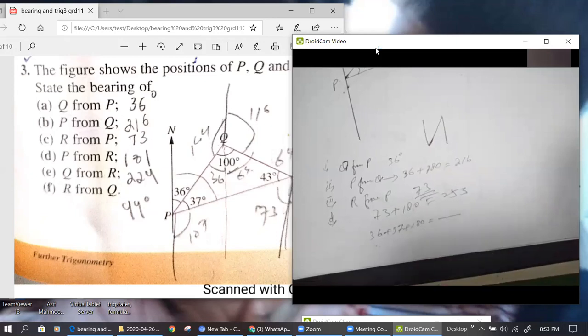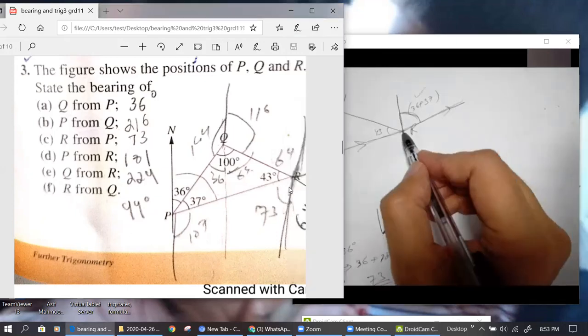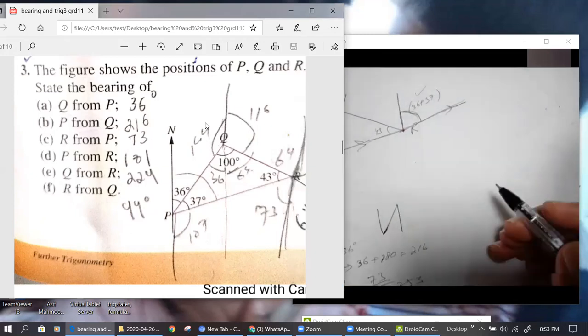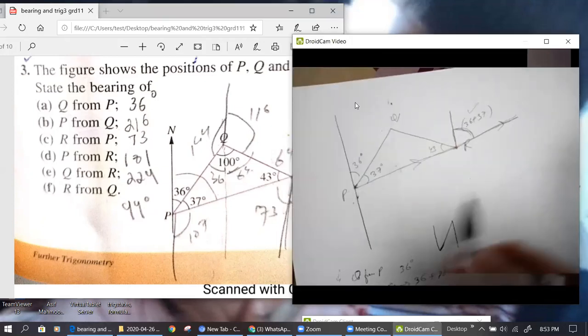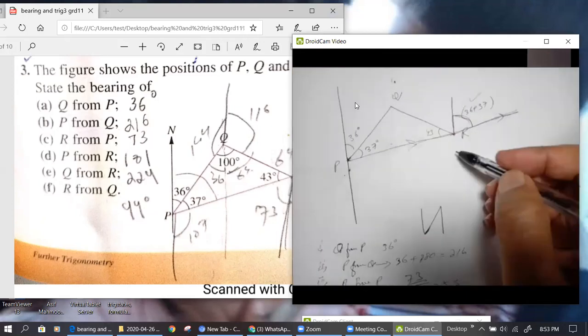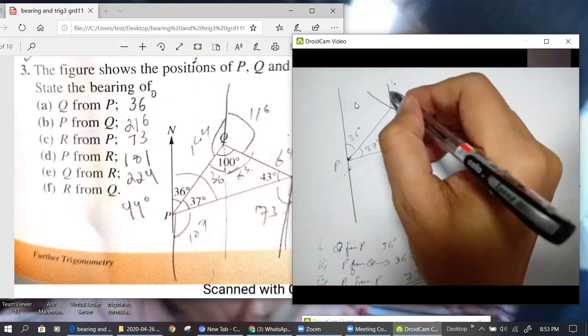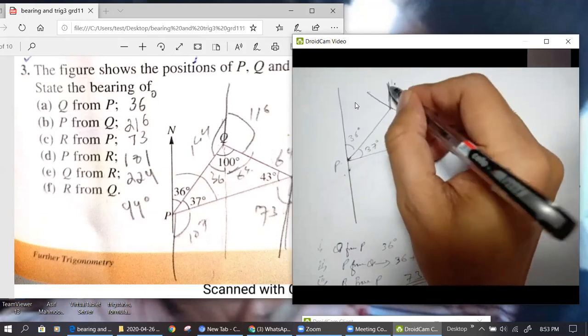Now Q from R. Yeah, Q is this. Okay, wait, this point is R. This point is Q. R to Q. Q from R. You will go from R, from R you will move towards Q, meaning you are going over here and make the pole on Q. So this is your required angle. You got it?